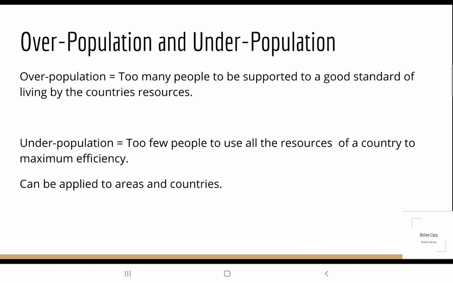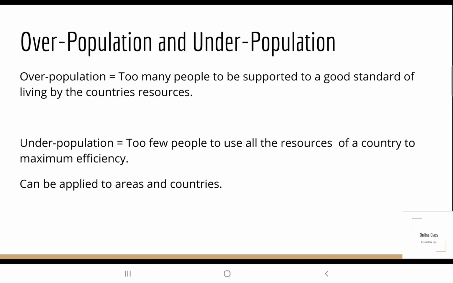Okay, so overpopulation and underpopulation are two terms that you need to know the definitions of. Overpopulation is when there are too many people to be supported to a good standard of living by the country's resources. So there's just too many people and the resources are overwhelmed. And underpopulation is when there are too few people to use all the resources of a country to maximum efficiency. So that's when there's really not enough people and there's an overabundance of the resources of the country.